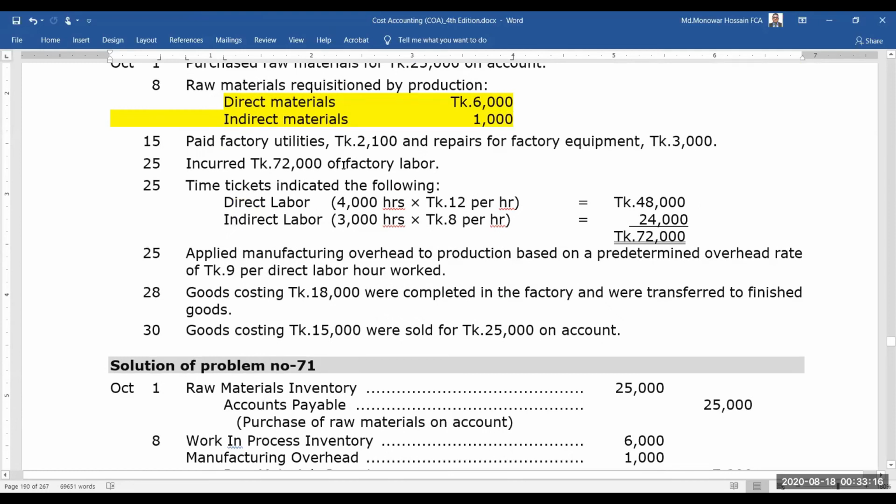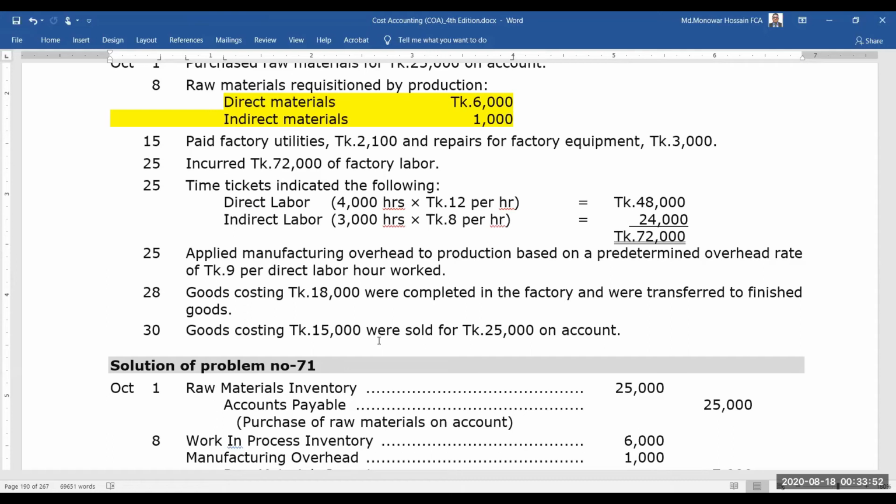paid factory utilities 2,100, repair factory equipment 3,000, incurred 72,000 of factory labor, time tickets indicate the following: direct labor 4,000 hours multiplied by 12 per hour, 48,000, indirect labor 3,000 multiplied by 8 per hour, that means 24,000, total 72,000. Applied manufacturing overhead to production based on the predetermined overhead rate of Taka 9 per direct labor hour worked.